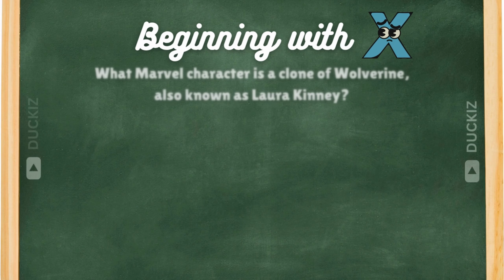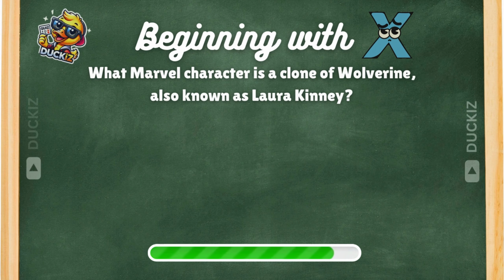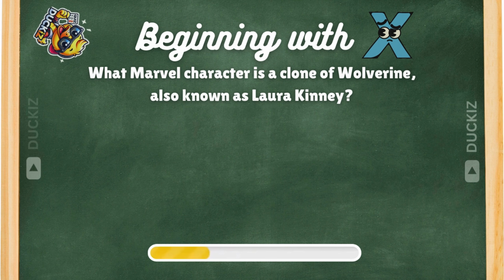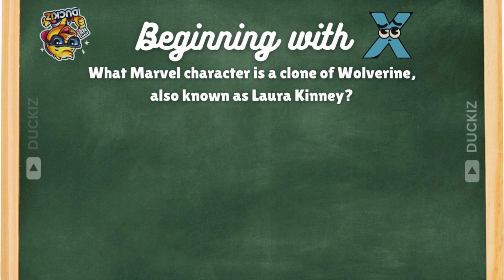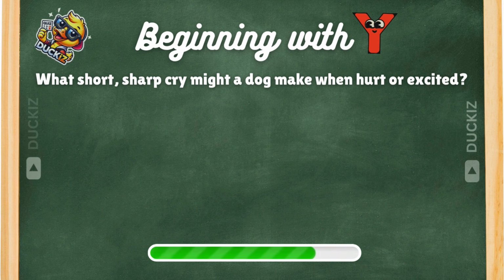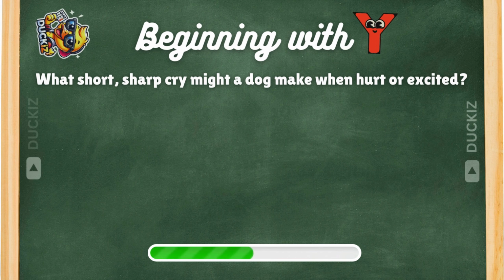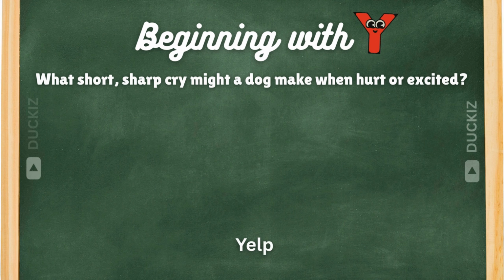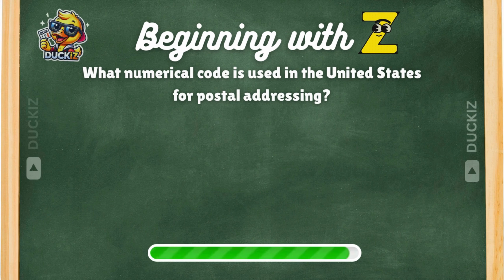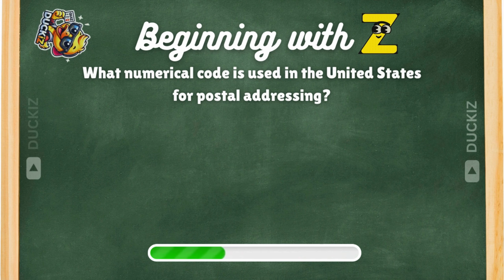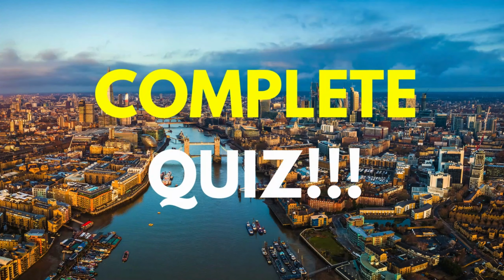Wick. What Marvel character is a clone of Wolverine, also known as Laura Kinney? X-23. What short, sharp cry might a dog make when hurt or excited? Yelp. What numerical code is used in the United States for postal addressing? Zip code. You have completed the quiz.